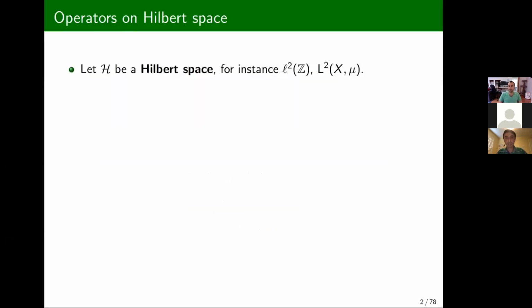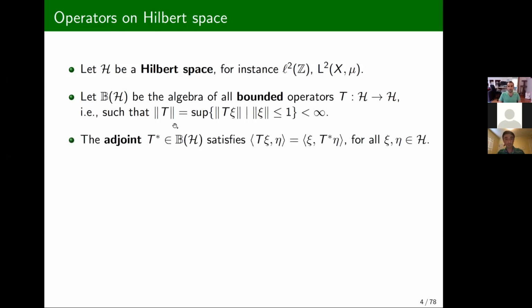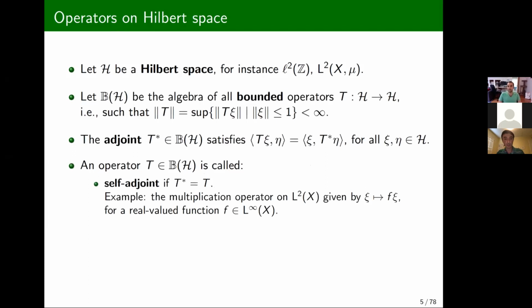So, the typical setup here is H is a Hilbert space. For instance, little L2 of Z, L2 of a measure space. And B(H) is the algebra of all bounded operators on H. These are operators whose norm is finite. And the adjoint of an operator always exists for a bounded operator T and satisfies this relation. So B(H) is an algebra which comes with an adjoint operation.